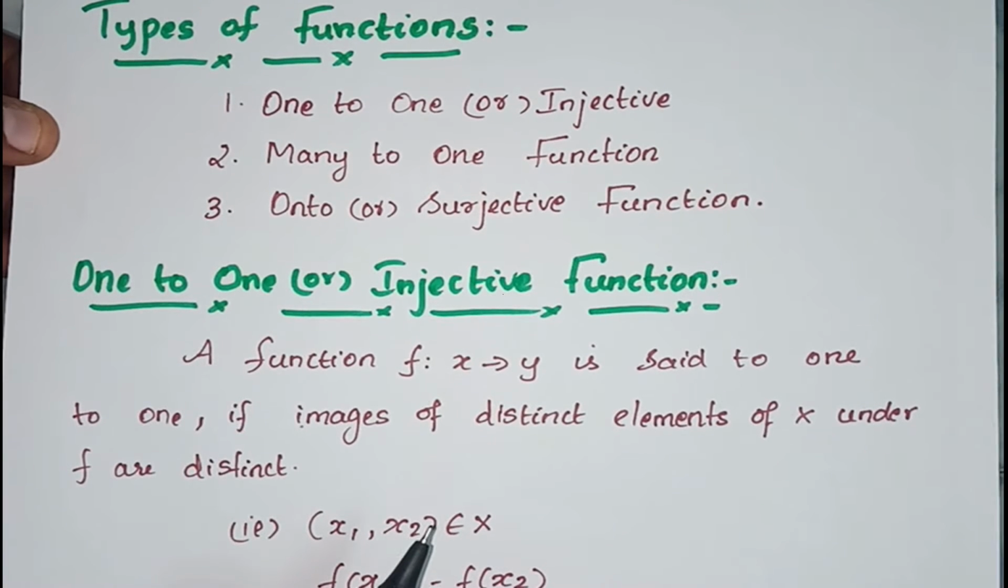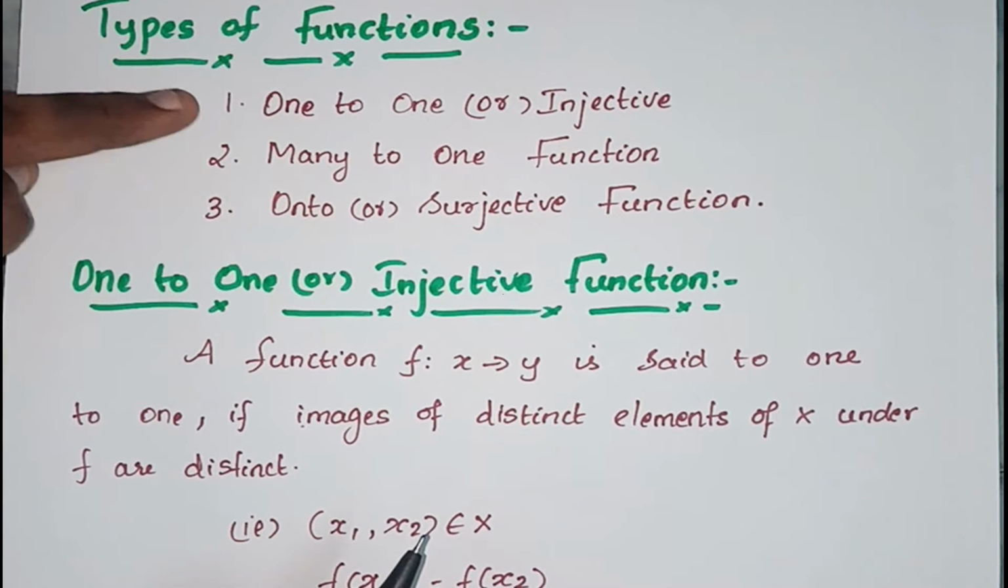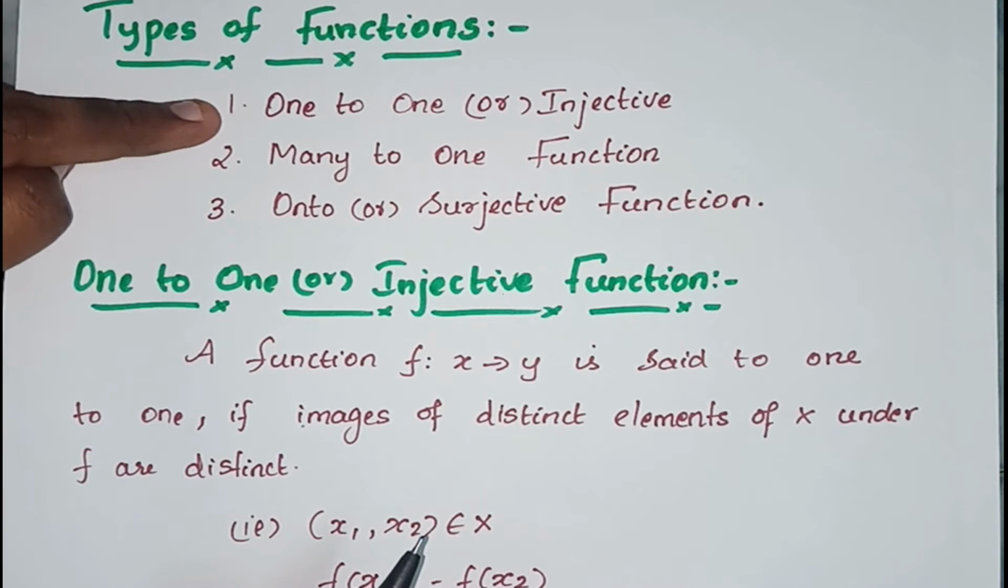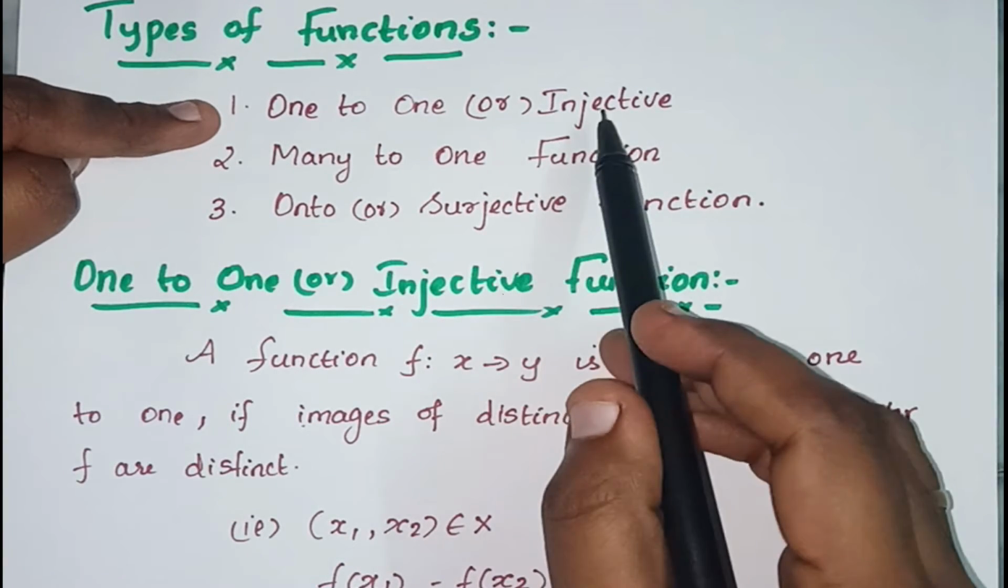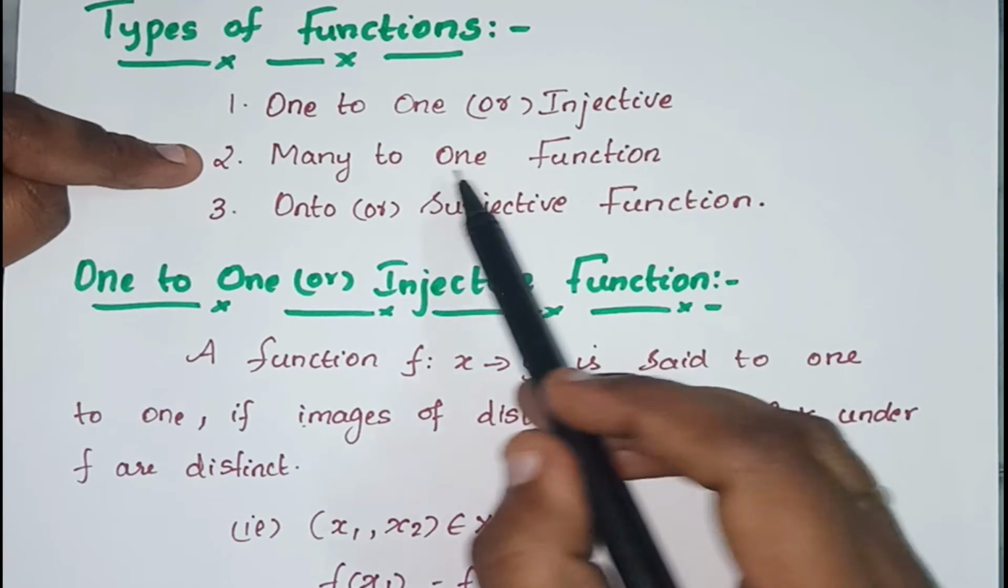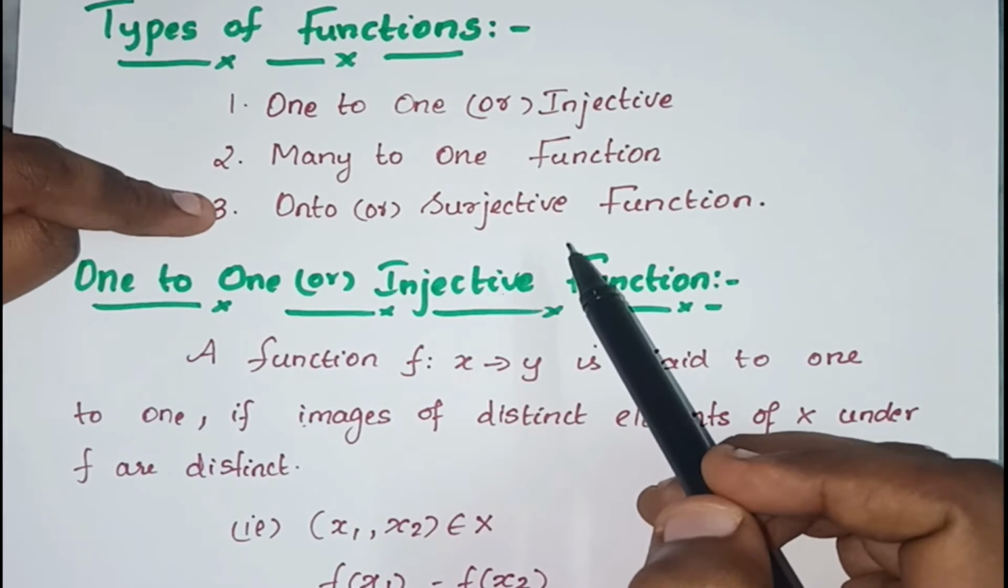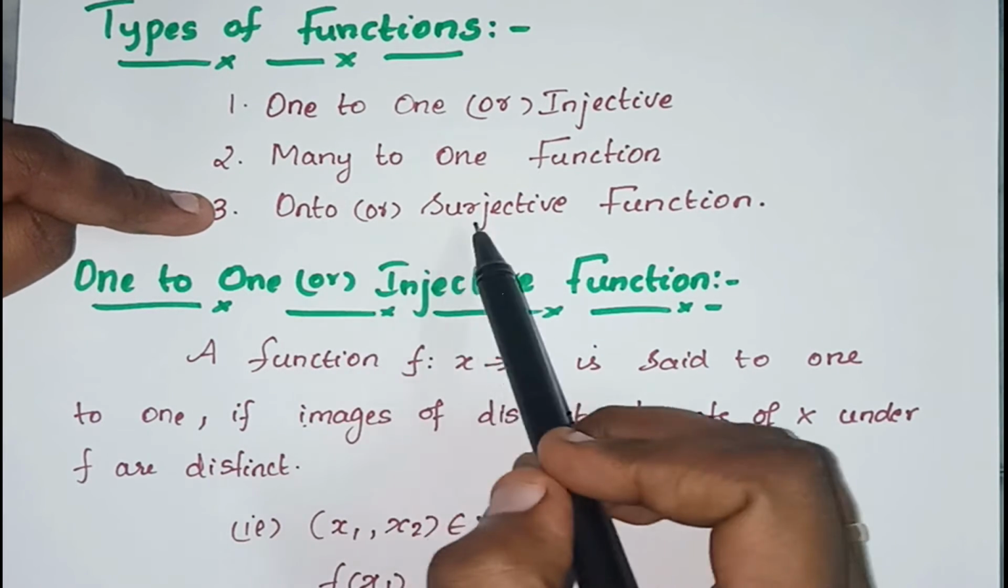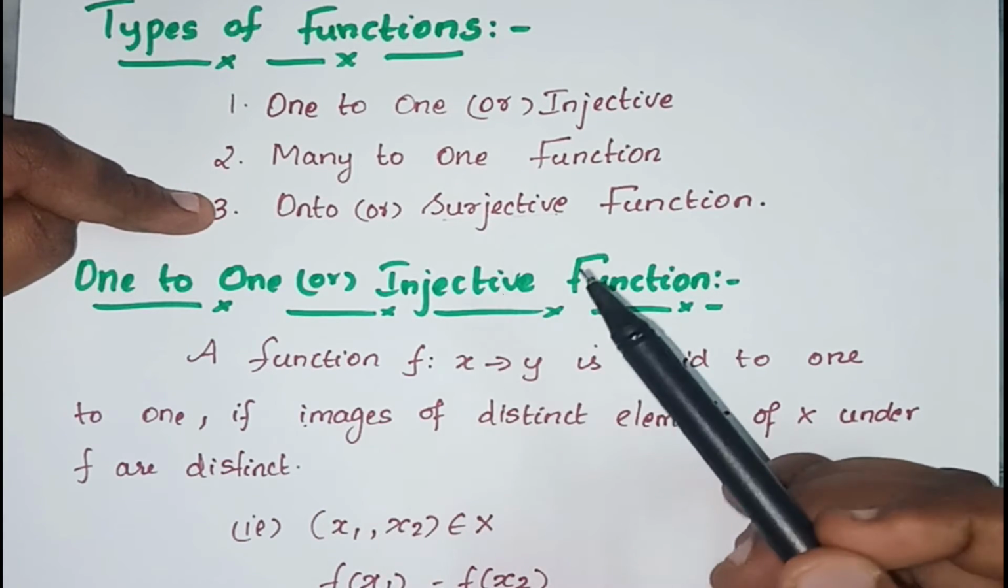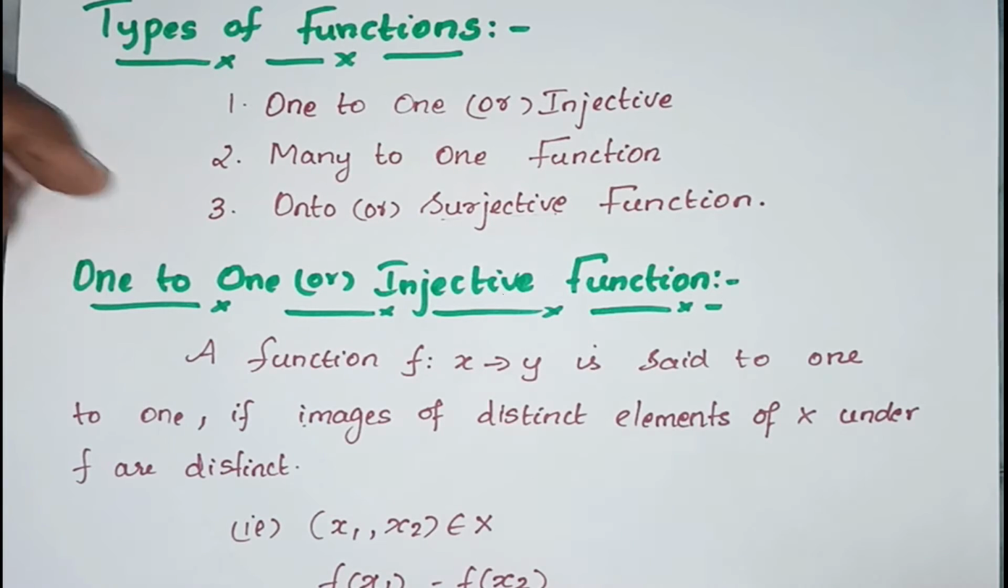Next, we are going to study the types of functions. There are three types of functions. The first one is one-to-one. The other name of one-to-one function is injective function. The second one is many-to-one function. The third one is onto function. The other name of onto is surjective function. Okay, so let's see them one by one.